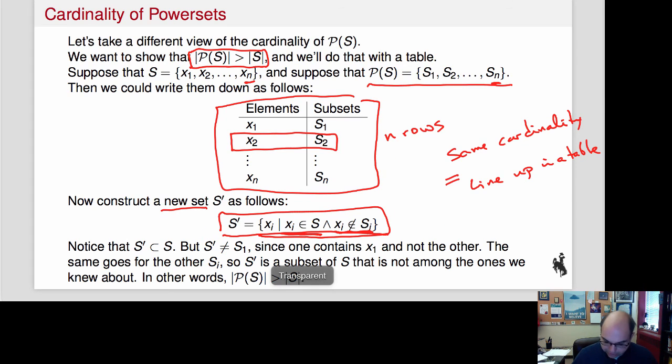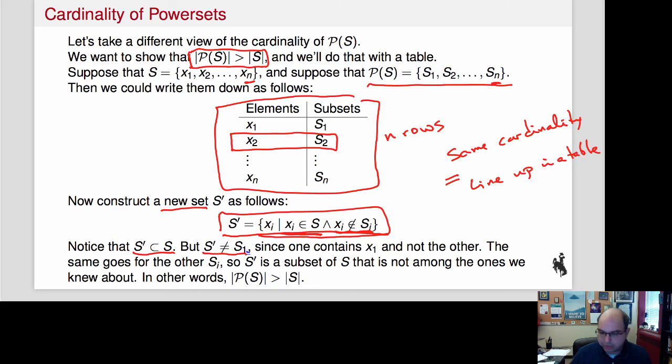So let's see this formally. For any set S, I have the set S prime. It is the set of all x sub i such that x sub i belongs to S, so it's one of the elements of S, but x sub i does not belong to the set S sub i, which is the set in the same row in this table. It's pretty obvious that S prime is a subset of S, because all of the elements in S prime have to be one of the x sub i, which are the elements of S. So this is true.